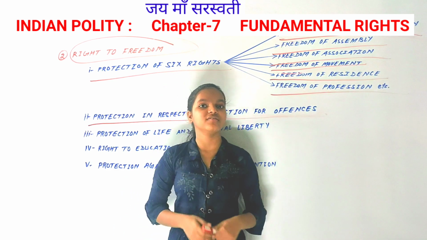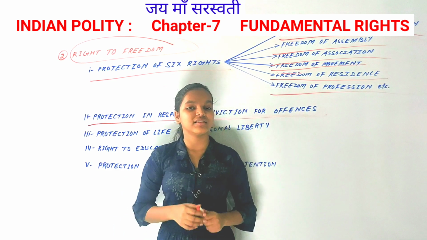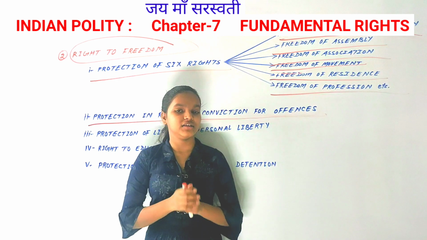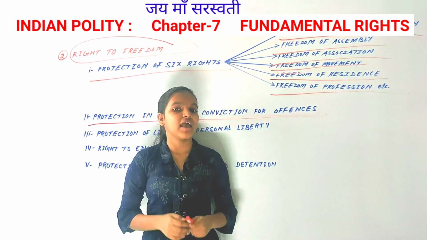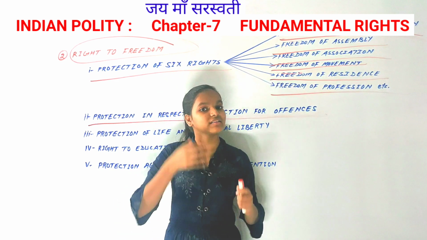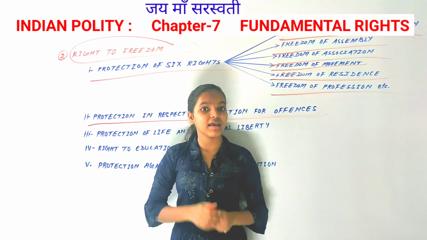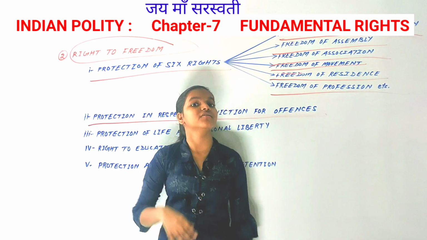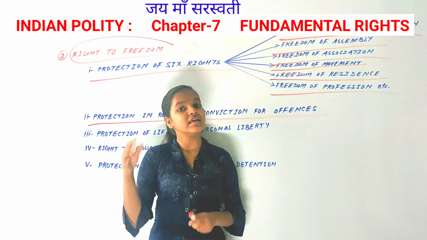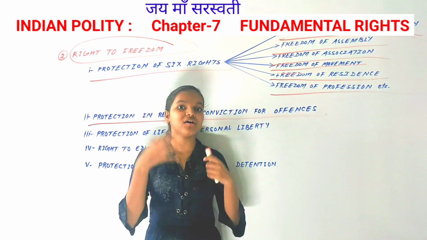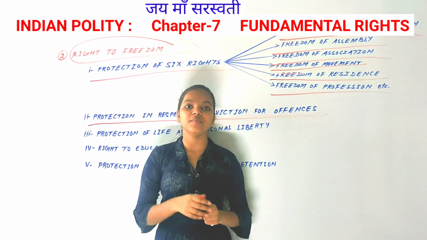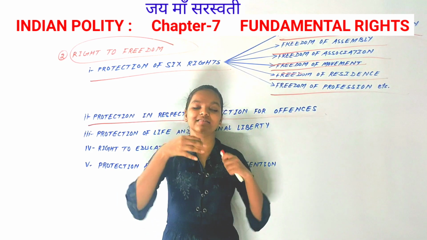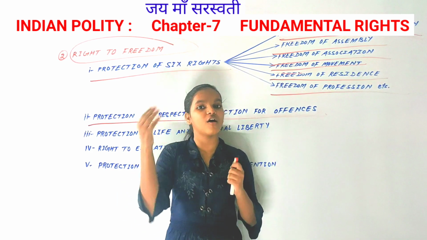And the second provision of Article 20 is no double jeopardy. No double jeopardy means that if a person was convicted for an offense, then he cannot be convicted for the same thing twice. That is, if he had been convicted for an offense, then he cannot be convicted again for that same criminal offense.